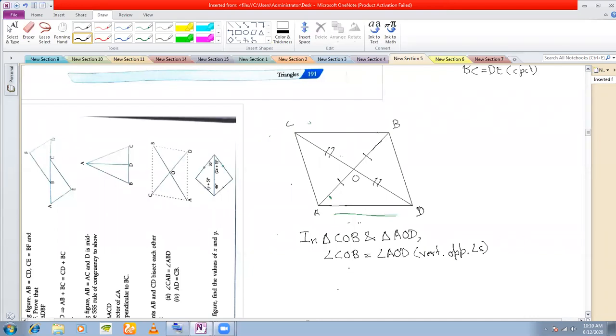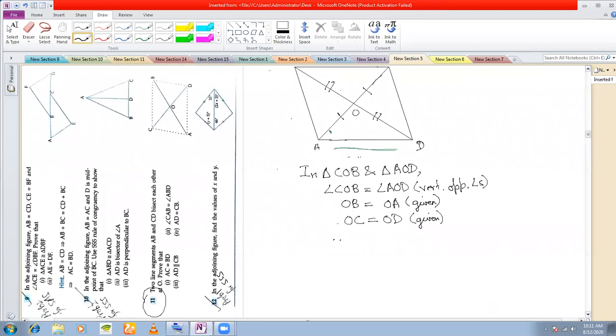Therefore, I can write OB, the side of triangle COB, must be equal to OA, which is given. Also, OC, which is the side of triangle COB, must be equal to OD, which is the side of triangle AOD. This is also given. Therefore, again, by what axiom can I say? Same axiom. By the same axiom, I can say that these two triangles are congruent. This is by SAS axiom.